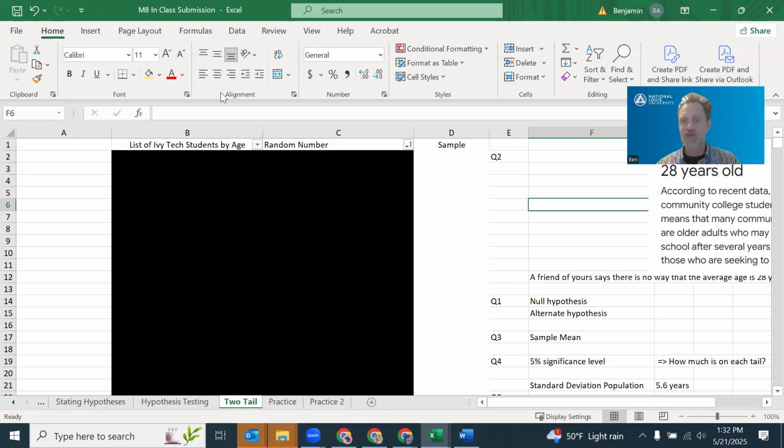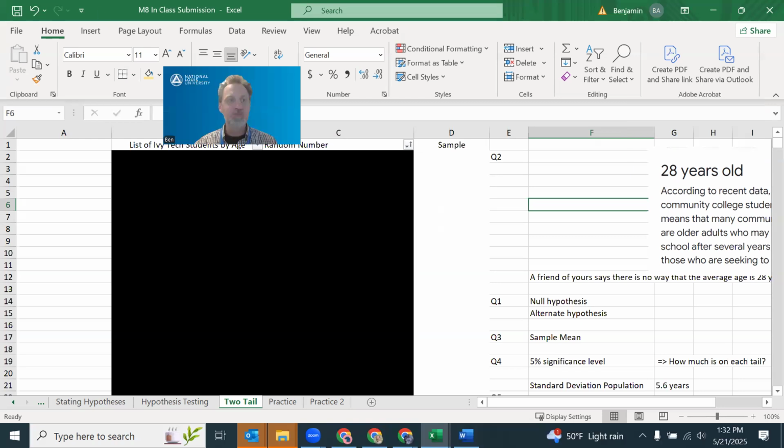But the significance of it being a two-tailed test is that we're taking our significance level and we're splitting it into two pieces. So it's very similar to what we did before, but we're going to do two-tail and evaluate our null hypothesis that way.